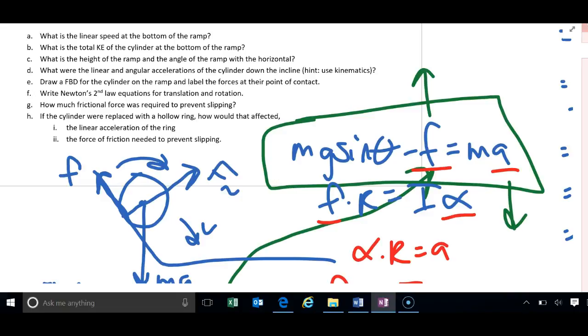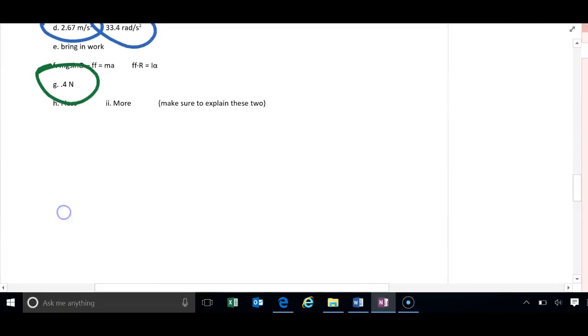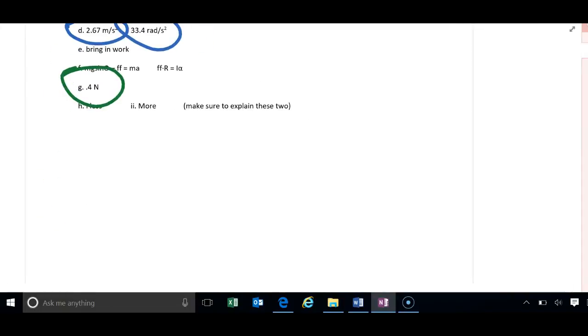The next one there, we can already see that the force of friction to prevent slipping would have to increase. So I should have less and more. Making sure you can explain these, which we just did. Making sure you're studying for the test.